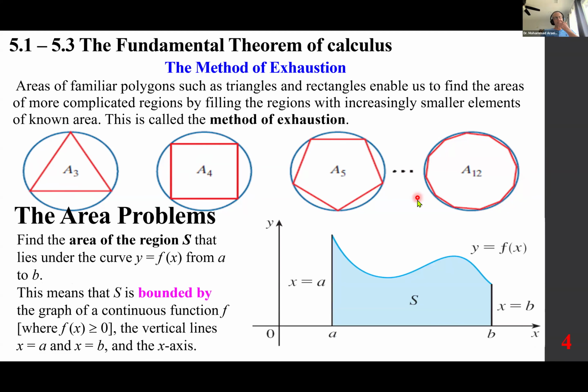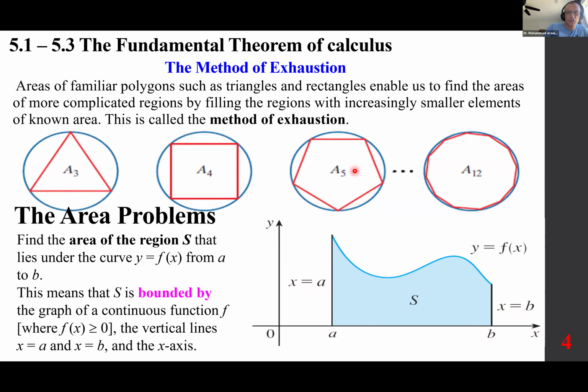So the area problem is the same thing. You want to find the area under the curve, under the function y equals f of x; you call it S. This area is not a known geometric shape. We don't know the area. So to find the area of a region S that lies under the curve y equals f of x from a to b, here's the function, here's from a to b. This means that S is bounded by the graph of a continuous function f, where f of x is greater than or equal to 0.